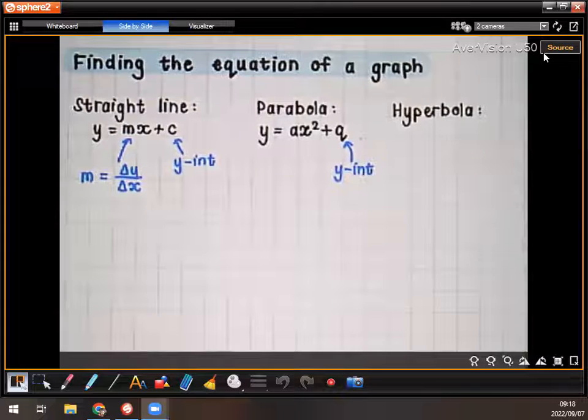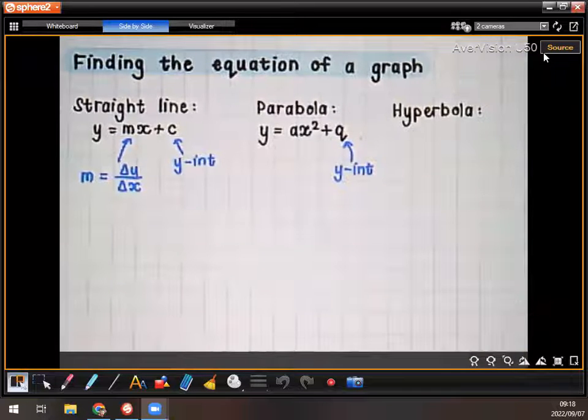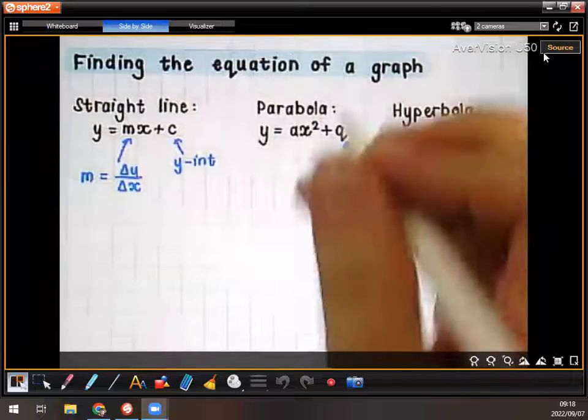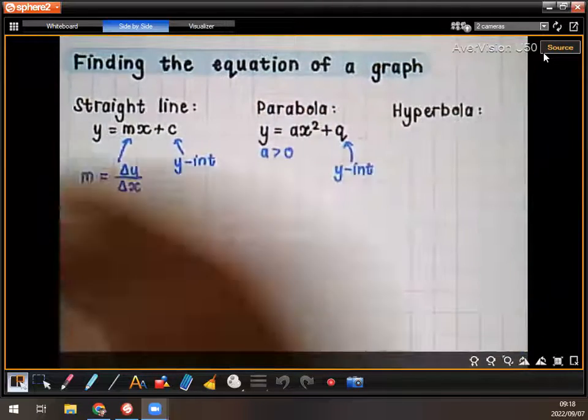Now guys, A, unfortunately, you can't work out what the value of A is like we did for the value of M with a straight line. There isn't a specific formula for the value of A, but what do we know about A? Yes, and if the graph looks like this, what kind of number is A going to be? Positive, right? So we can at least tell that by looking at the graph.